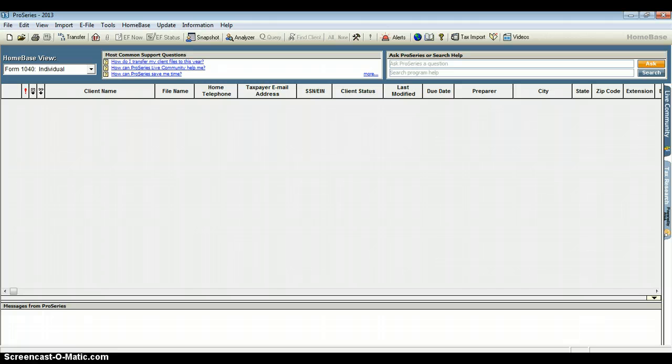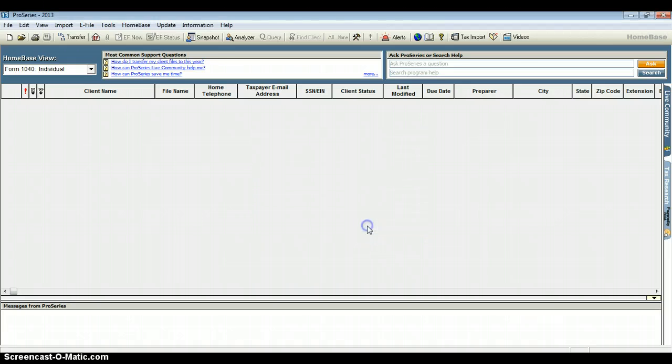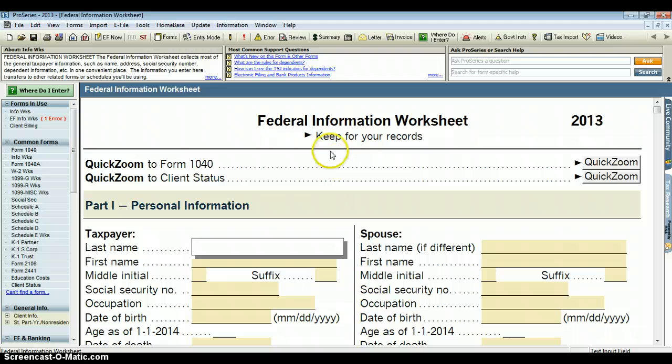Once you have that information, you go over here to where it says File, New Client, 1040, because that's the form for individual income tax returns. And then start inputting information. If you have a single person, you only have to worry about this side right here.